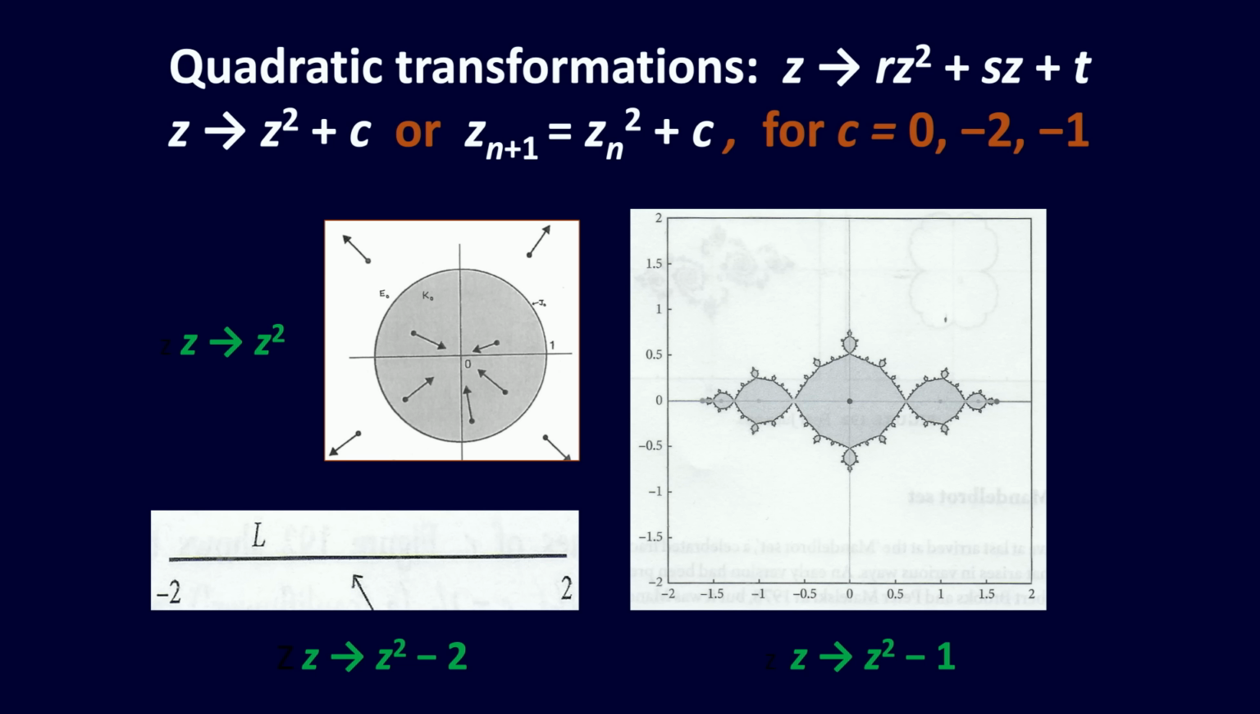Now, when c is minus 2, we have a very different situation. Look at this line. Here, every point on the line between minus 2 and 2 stays finite. Every point off the line diverges to infinity, and the Julia set is just the line segment itself. And the case c equals minus 1 is even more bizarre, as we see on the right. Here, every point within the shaded region stays finite. Every point outside it diverges to infinity. And the Julia set is the boundary of this region.